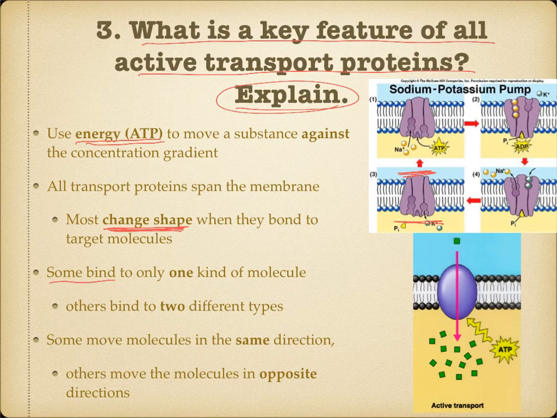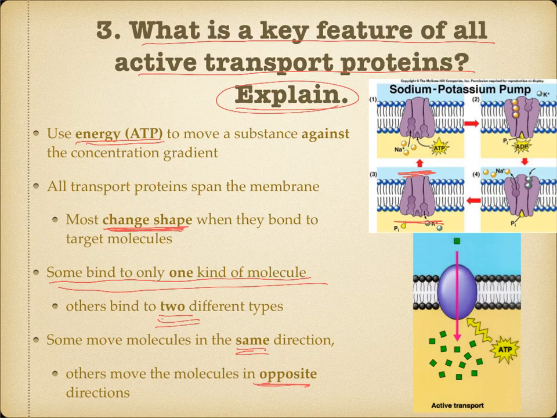Some will bind to only one kind of molecule. Others can bind to two different types of molecules. Some will move molecules in the same direction, and others move molecules in opposite directions. We have a couple examples here, right?